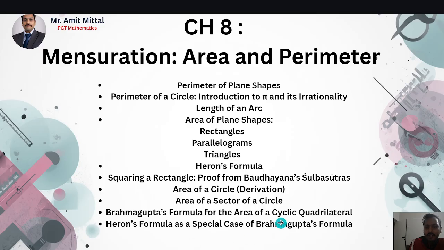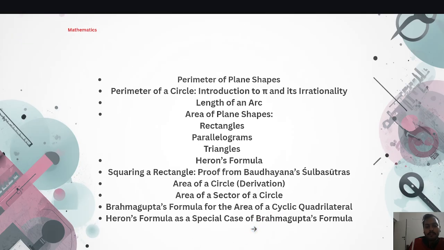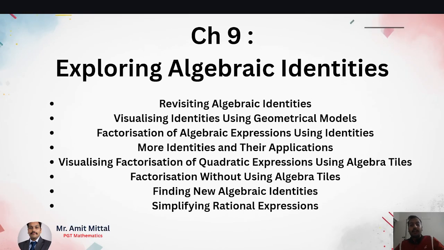You will see what that is. And then we'll see how Heron's formula is a special case of the Brahmagupta formula itself. So we'll see how these important formulas for finding areas come from our Vedas itself, and our forefathers were using them from very long before, right?